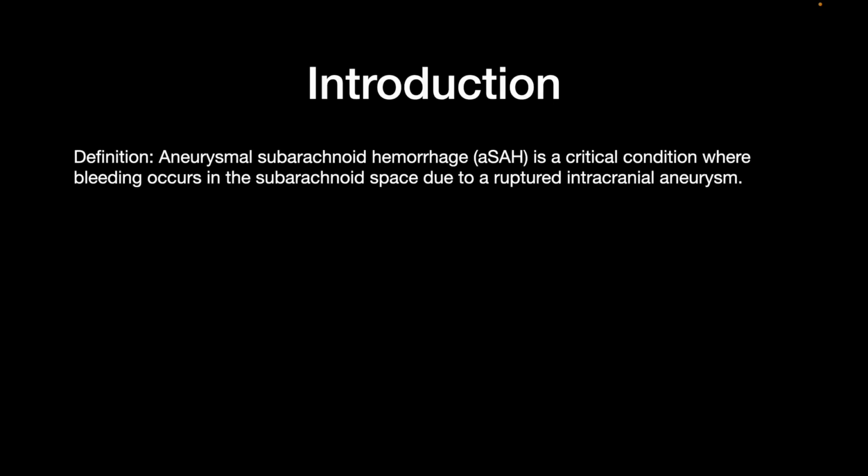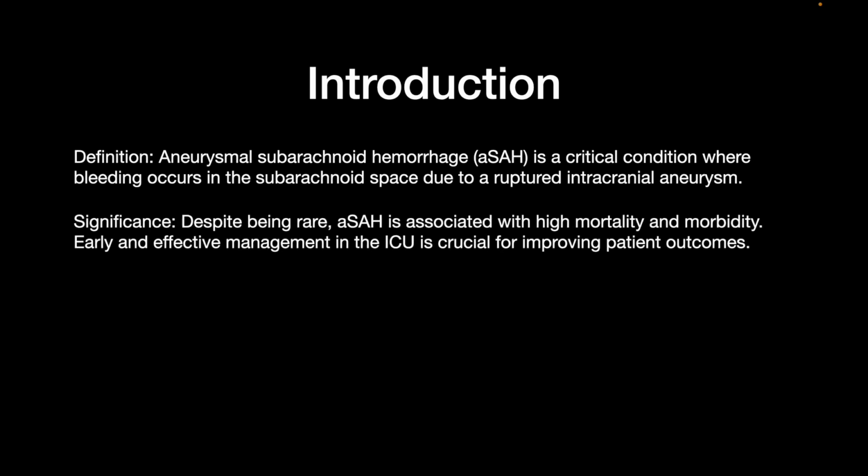Today we'll be discussing the latest in the management of subarachnoid hemorrhage, especially those arising from aneurysms. Aneurysmal subarachnoid hemorrhage is a critical condition where bleeding occurs in the subarachnoid space due to rupture of an intracranial aneurysm. Despite being rare, it is associated with high mortality and morbidity. Early and effective management in the ICU is crucial for improving patient outcomes.